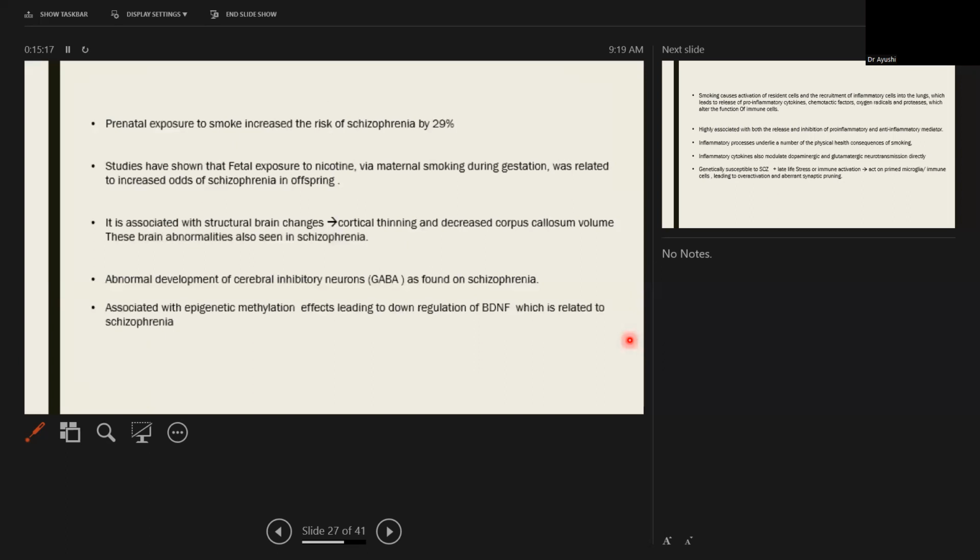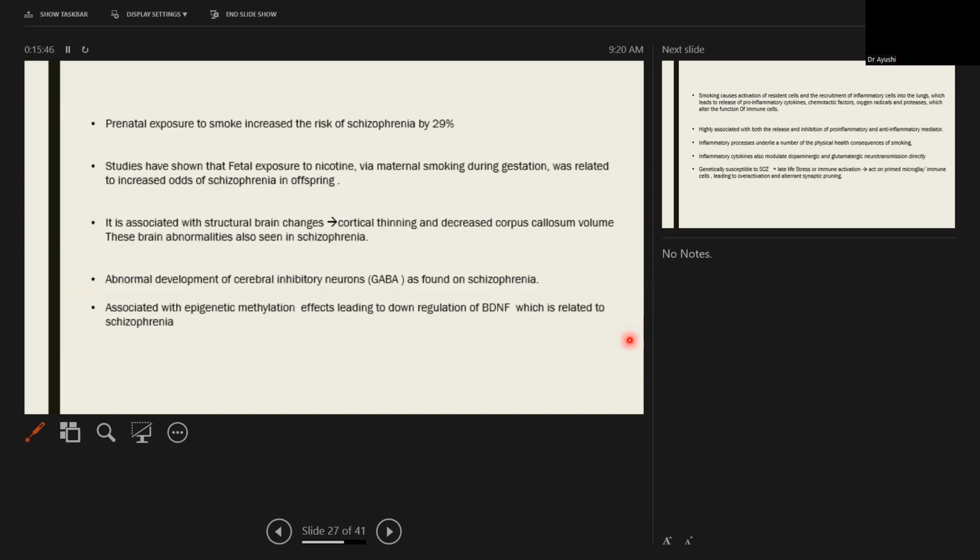schizophrenia. In continuation to that, prenatal exposure to smoke increases the risk of schizophrenia by 29%. Studies have shown that fetal exposure to nicotine via maternal smoking during gestation was related to an increased odds ratio of schizophrenia in offspring. It is associated with structural brain changes like cortical thinning and decreased corpus callosum volume, and these brain abnormalities are also seen in schizophrenia.